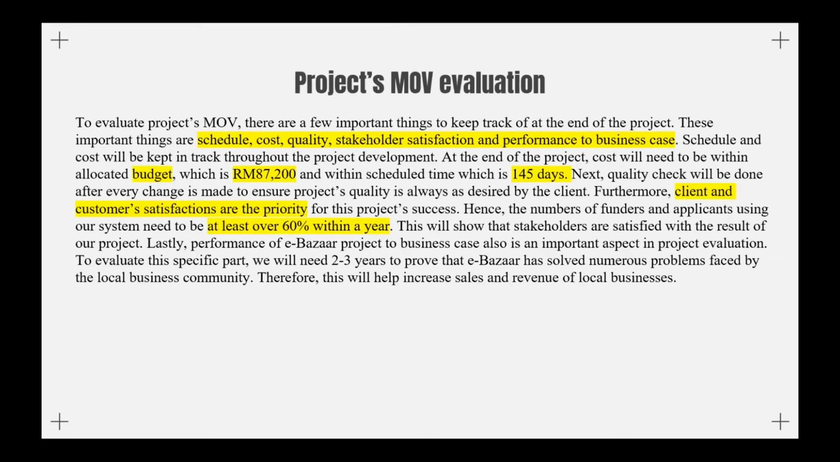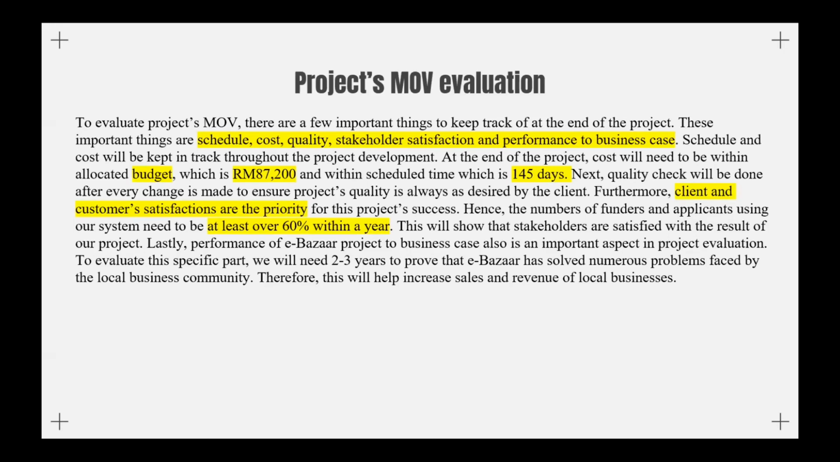So this is our project's MOV evaluation. These important things are schedule, cost, quality, stakeholder satisfaction, and performance to business case. At the end of this project, the cost will need to be within the allocated budget of 87,200 ringgit, and the schedule time is 145 days.